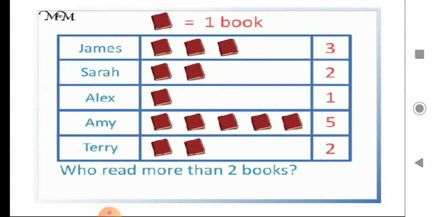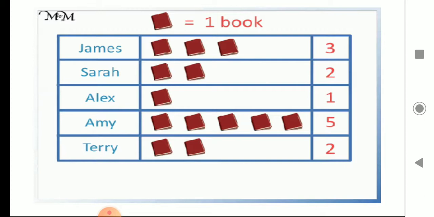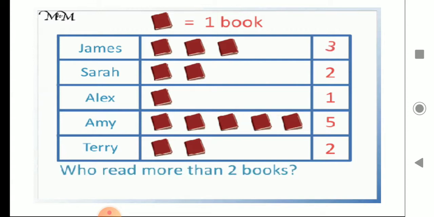Here you could see James, Sarah, Alex, Amy, and Terry. They are reading books. Who read more than 2 books? One book stands for one book. James read 3 books, Sarah read 2 books, Alex 1, Amy 5, and Terry 2. More than 2 books were read by James and Amy. So this is a pictograph about reading.